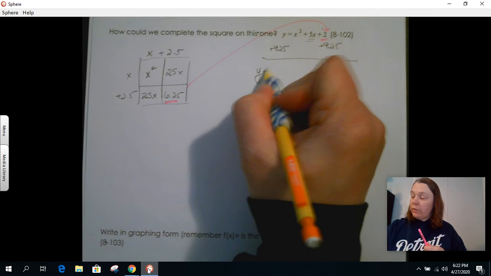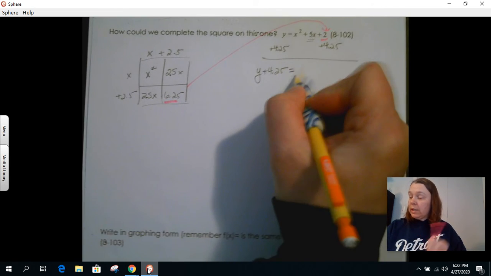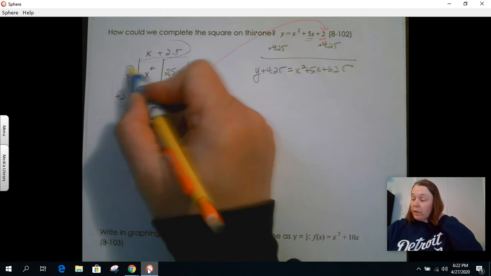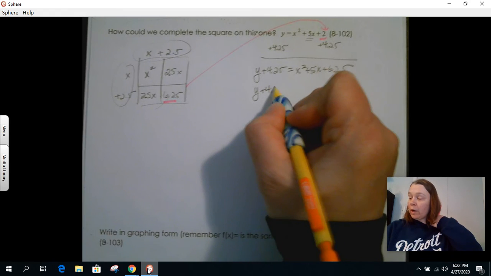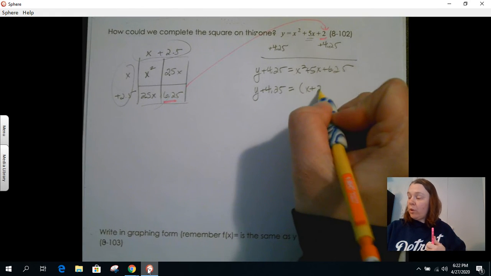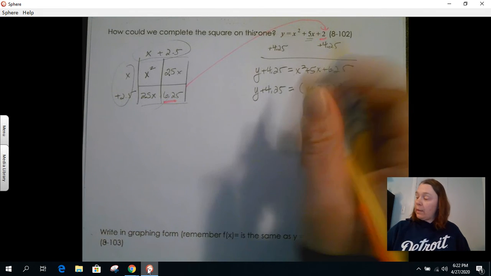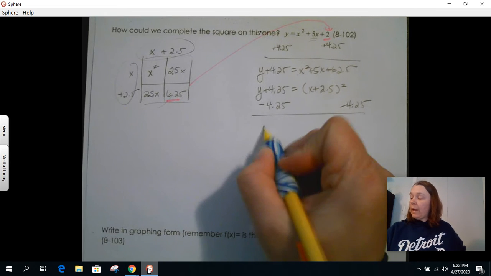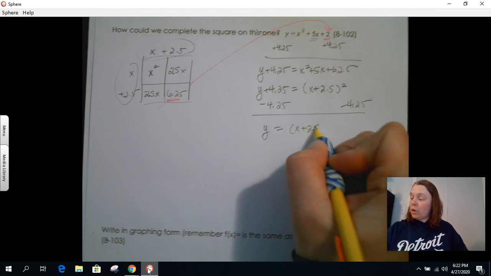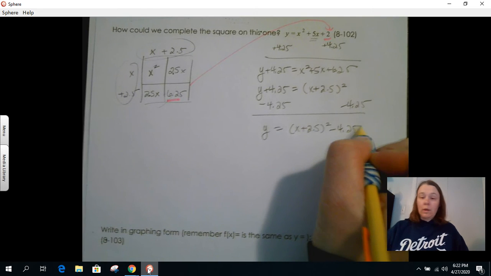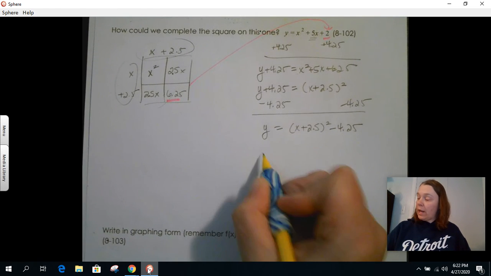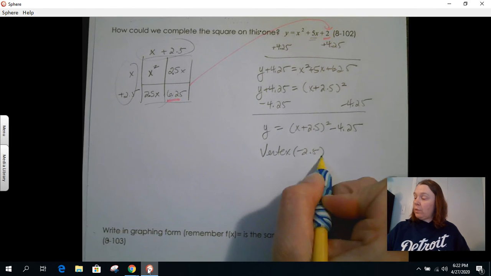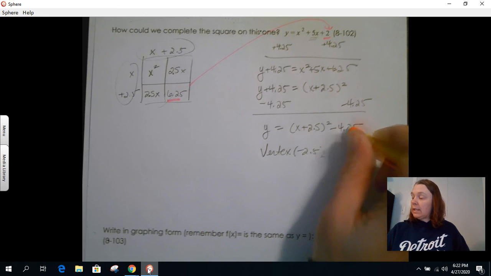And so I have y plus 4.25 equals, well, this is x squared plus 5x plus 6.25, which is equivalent to what was in the box, or we could just call that x plus 2.5 quantity squared. And then I'm going to subtract my 4.25 and get my vertex or graphing form. Okay. And so think about, what would my vertex be for this one? So opposite here, and stays the same.